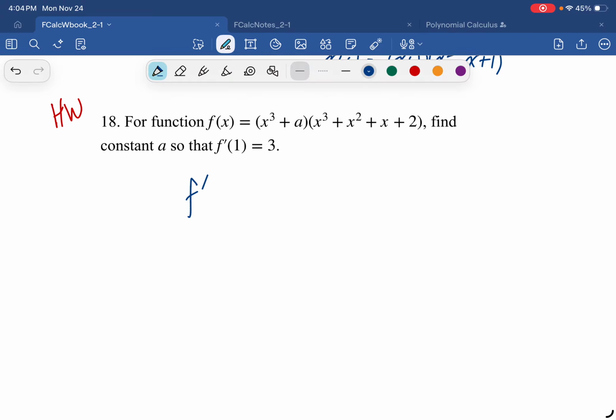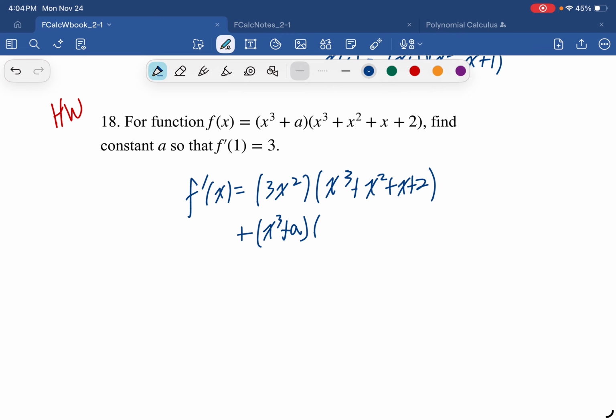So let's start with f prime of x. Differentiate the first function, right? 3x squared, and then leave the other one alone. And then leave the first one alone, and differentiate the second one. So this is 3x squared plus 2x plus 1, and the constant goes to 0.